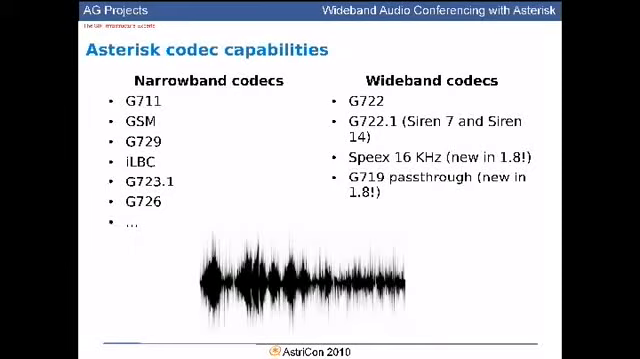Now, about Asterisk, which is what all this is about. We have narrowband codecs. We have a bunch of them, like, I don't know, G711, GSM, G729, iLBC. And in the wideband part, we have G722 as the first, as I said, the most used one. Then we have Polycom's Siren codecs, G722.1. And since Asterisk 1.8, we got two very nice additions, which are wideband Speex. We already had Speex, but 8 kilohertz Speex. This is 16 kilohertz Speex, the wideband version. And we also have G719 pass-through, which is also new in 1.8.